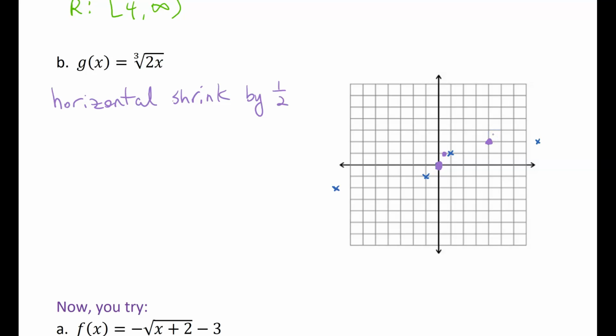Okay, and then the same thing is happening on the other side. -1 goes to -1/2, and -8 goes to -4. And then we'll just connect the... And we want to make sure that we connect these in a smooth curve.